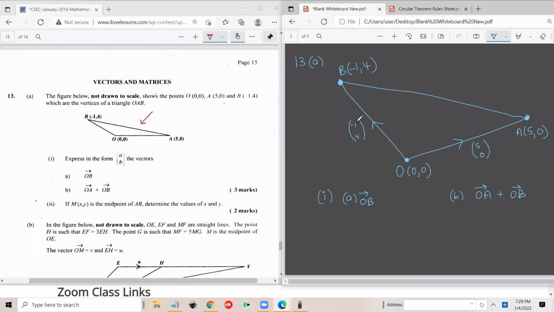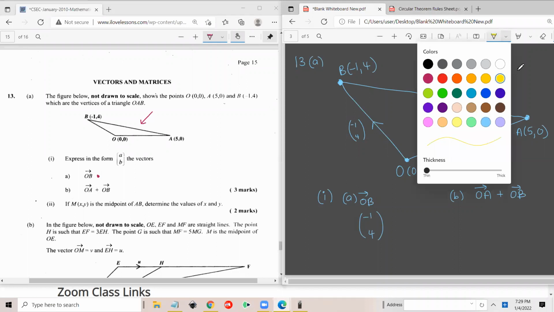So OB is -1 and 4, and OA is 5, 0. So I think I just gave away the answer for part A. OB is what? -1, 4. That is all they wanted you to do. Put the x coordinate on top and the y coordinate underneath. That is all.